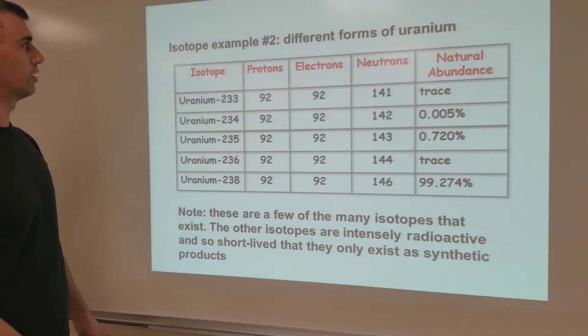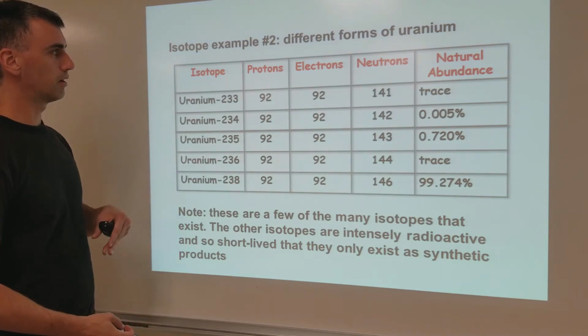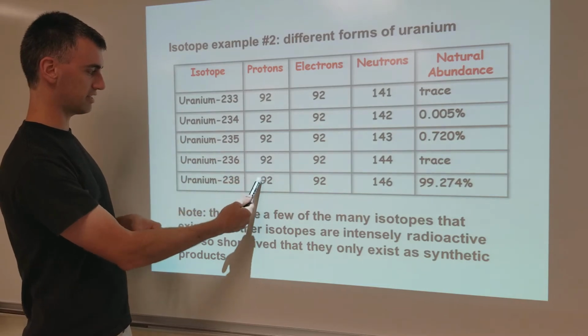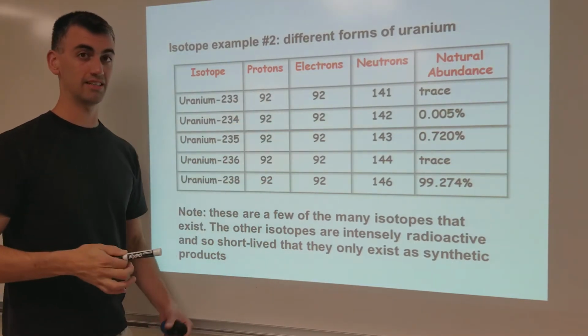Let's see. Oh, there we go. Other example, uranium. Looking at this one, you'll see that the number of protons is the same across these different ones, because 92 protons is what defines uranium.